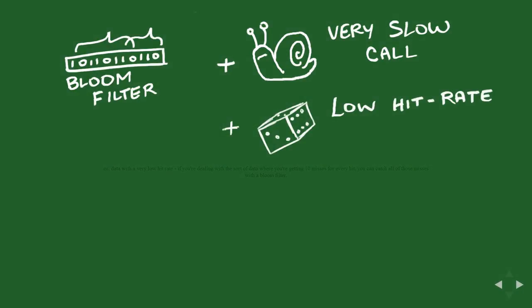Or data with a very low hit rate. If you're dealing with the sort of data where you're getting 10 misses for every hit, you can catch all of those misses with a Bloom filter.